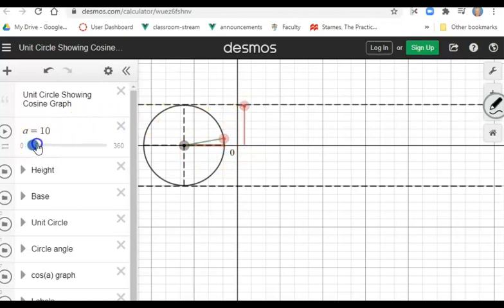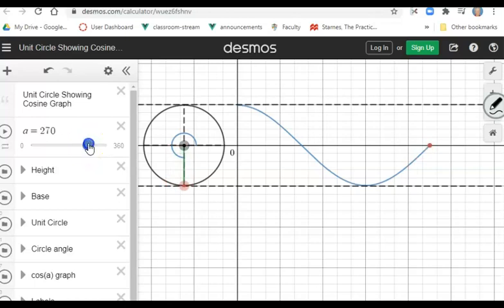So notice what's happening to the adjacent side. It's getting smaller and smaller, and when we get to 90, the adjacent side is 0. Now the adjacent side is negative, so we see the cosine graph is going below the x-axis. So the negative side, and now we get to -1 at 180. Now the cosine value is still negative, but the size of the adjacent side is getting smaller, until when we get to 270, the adjacent side is 0.